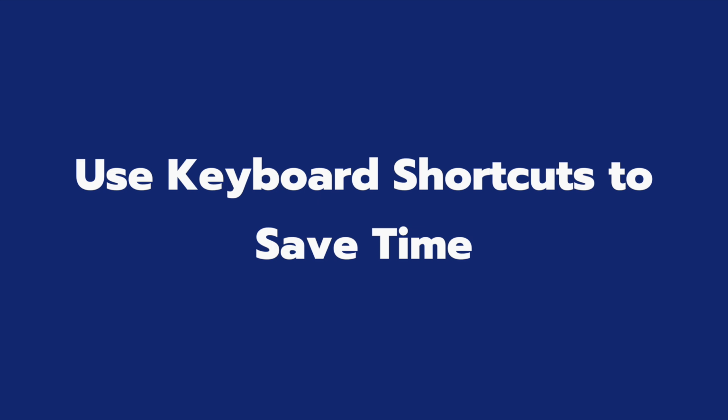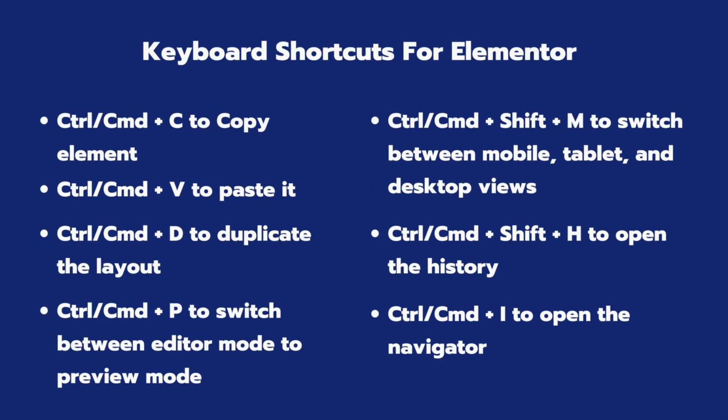Suppose you're working on a layout, and you need to copy, paste, or duplicate layouts quickly. Instead of navigating through menus, you can use simple keyboard shortcuts to get the job done in seconds. For example, you can use Command plus C to copy an element, Command plus V to paste it, Command plus D to duplicate the layout, Command plus P to switch from editor mode to preview mode, Command plus Shift plus M to switch between mobile, tablet, and desktop views, Command plus Shift plus H to open the history, Command plus I to open the Navigator, and so on.